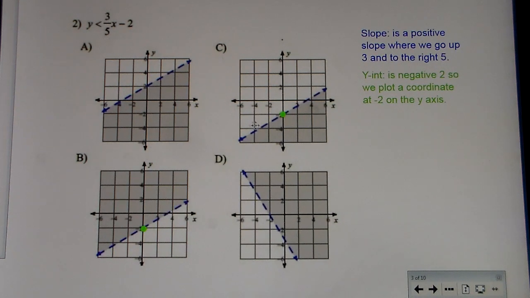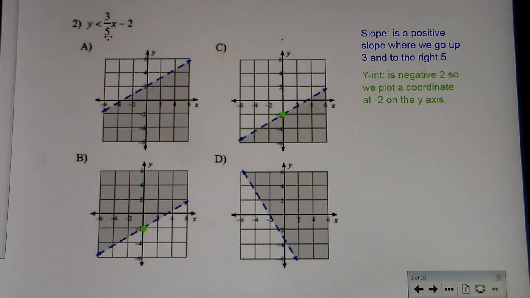It's a rise of 3, run of 5. Well, rise of 3, run of 5, that still looks good. Rise of 3, run of 5, that looks good. And now it's the shading difference once again. So we're going to test that 0, 0 point. Notice in B it's shaded, but in C it's not.